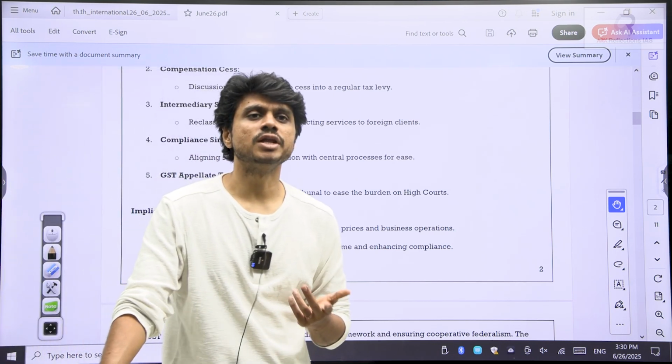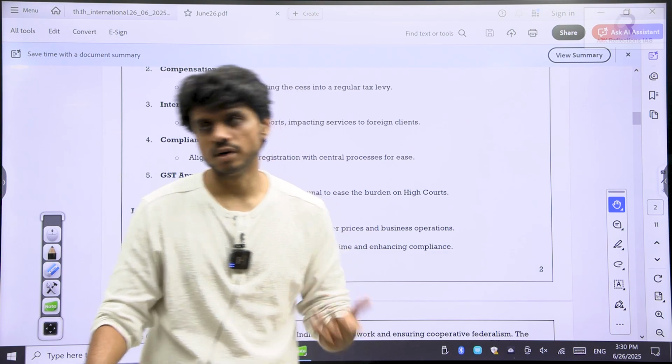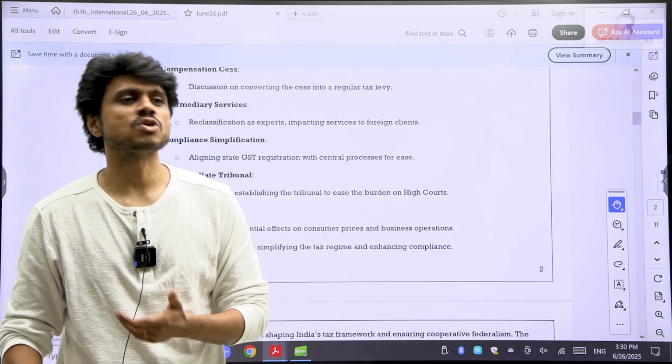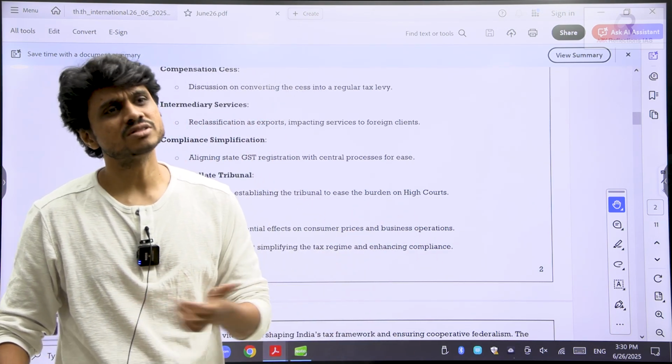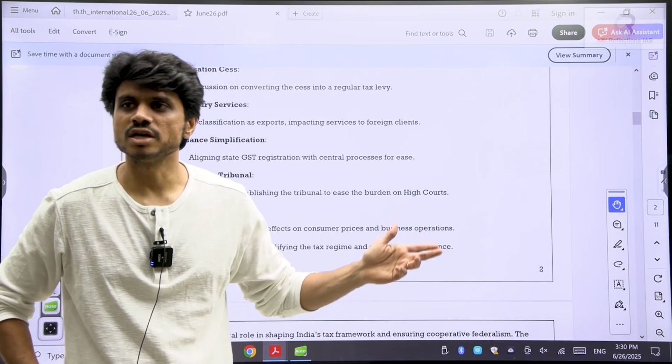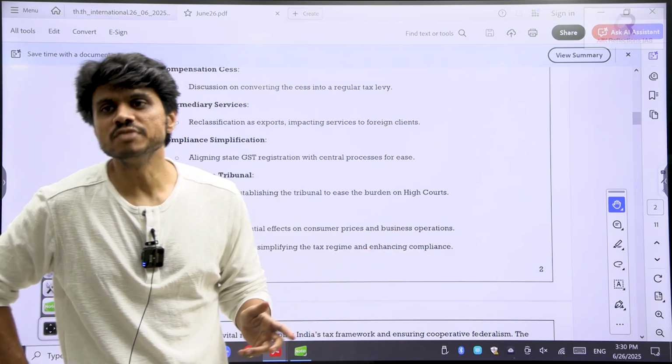Basically, there has been a long delay in the new GST meeting, which was supposed to happen every 3 months. It's been 6 months. So far, no meeting has happened. Again, the meeting will be conducted next month.